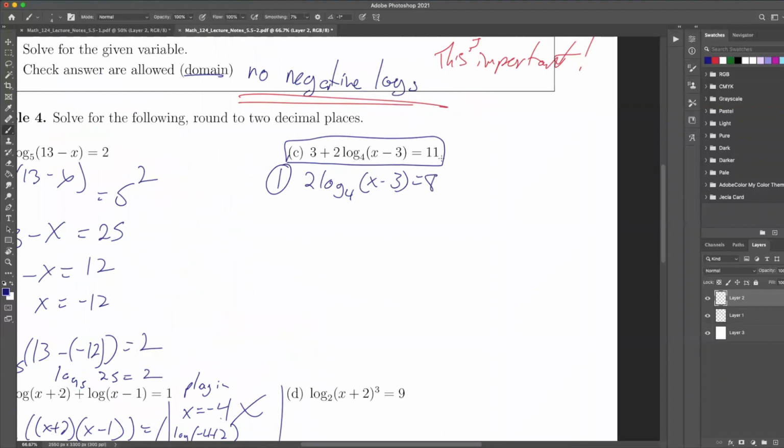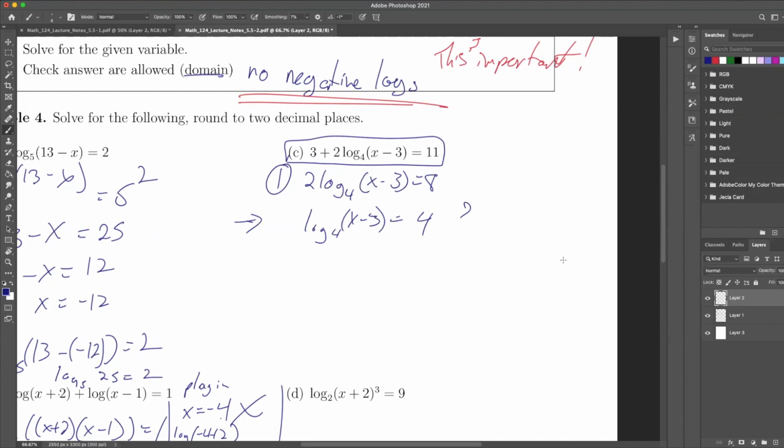All right, so minus 3 from both sides. And so what's the next step we want to do? We still want to get the log by itself, so I can get rid of the 2, right? So I can divide both sides by 2, right? So I have log base 4 of x minus 3 equals 4. Okay. Everyone, did you guys get to this step?